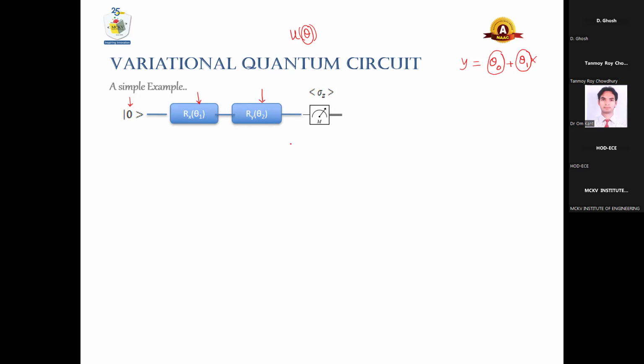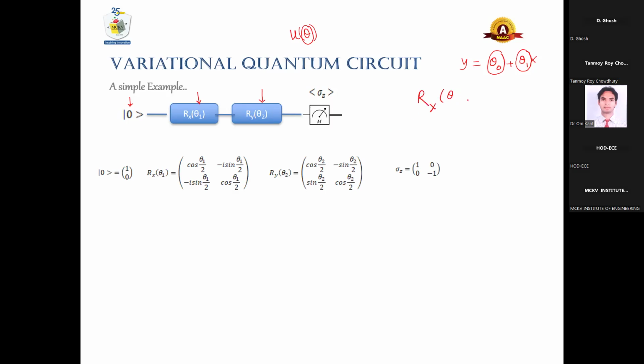Now what are Rx and Ry? I have put it for you. I've already written it down in the previous slide. Now this is another slide where I have written explicitly what Rx theta 1 is. You remember Rx theta 1 was e to the power of i theta 1 by 2 sigma x, where sigma x is the Pauli matrix. So you get this matrix, and Ry theta 2 you get this matrix. And sigma z, we know, is this.